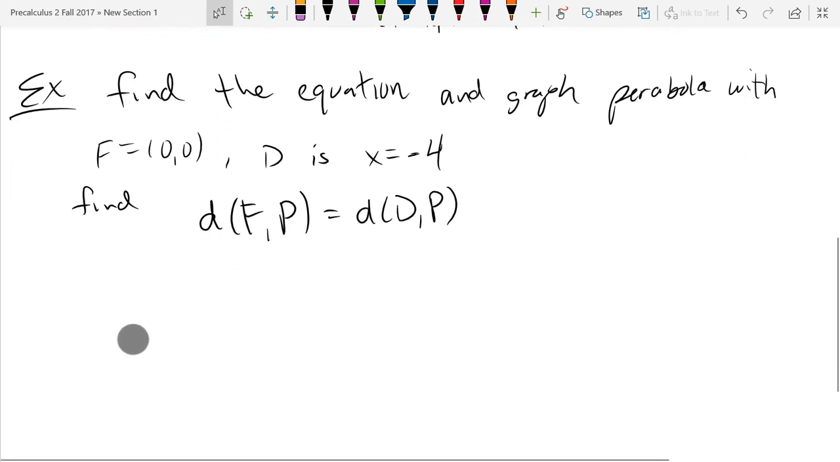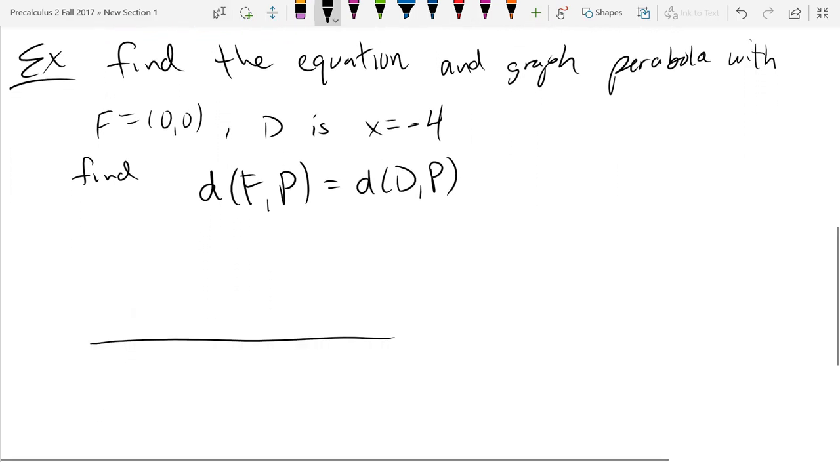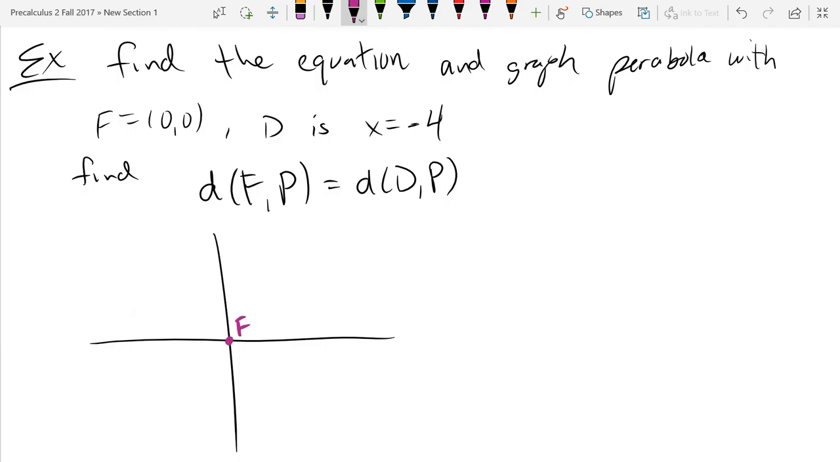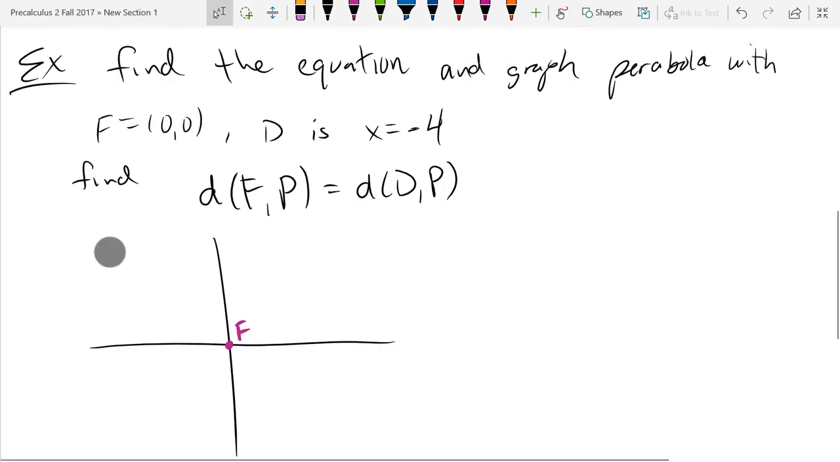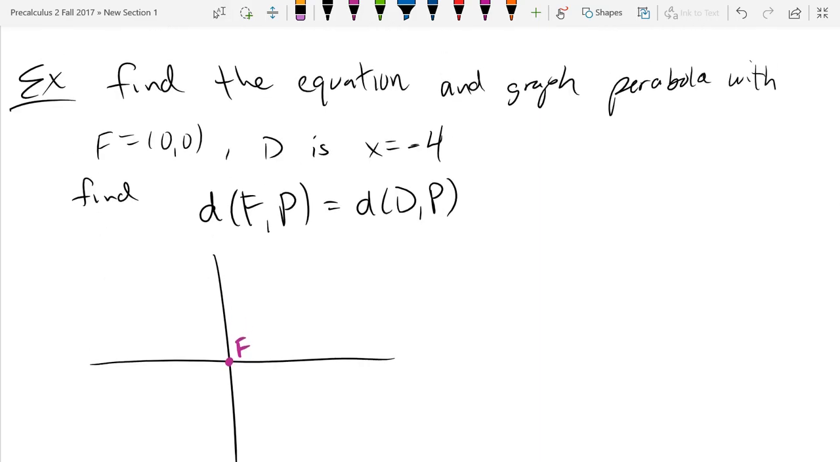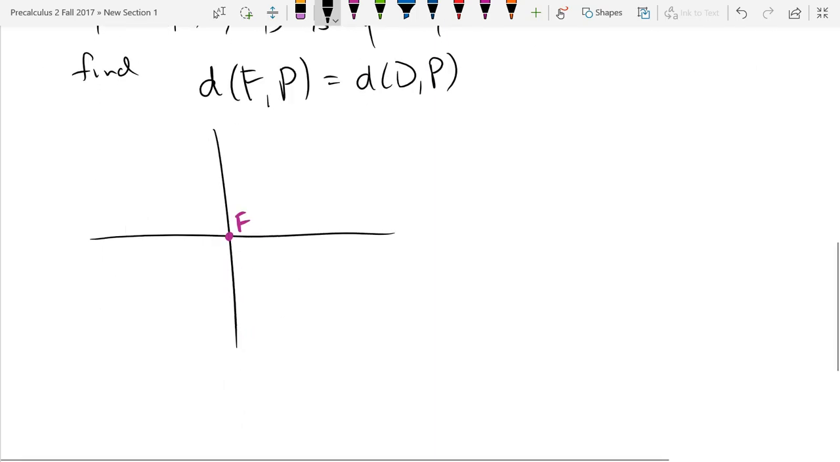So I think it's easier to graph this out first, so let's start with the graph. Focus is (0, 0). You want to be careful of the focus at the origin, but remember, focus is not actually a point on the parabola, it's a focus. And then directrix x equals negative 4. I should have y equals negative 4, so it matches our picture. So y equals negative 4.